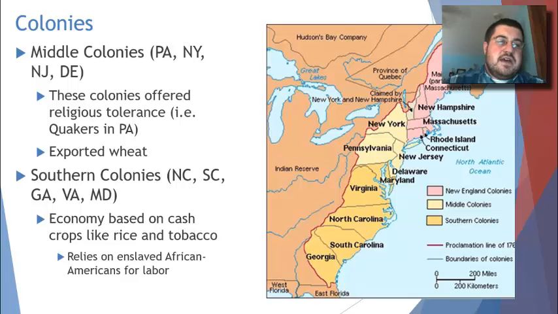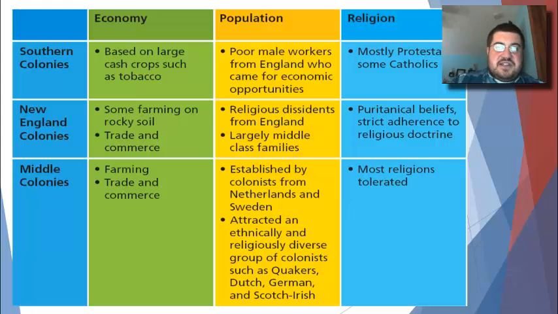They also farm. The southern colonies are North Carolina, South Carolina, Georgia, Virginia, and Maryland, and they are basically dealing in cash crops like rice and tobacco. And the harvesting of those hard-to-harvest crops relied on African Americans, enslaved African Americans, for labor. So that is how their economy is a little bit different.